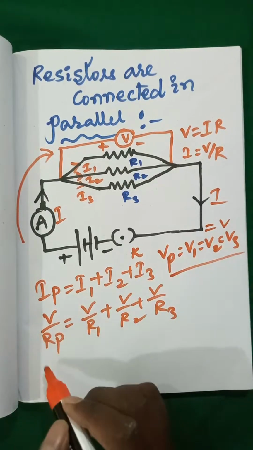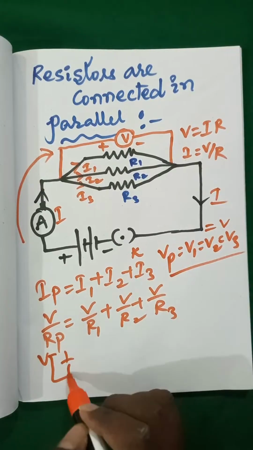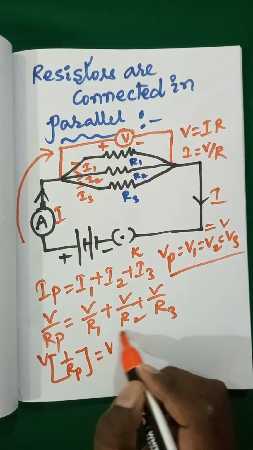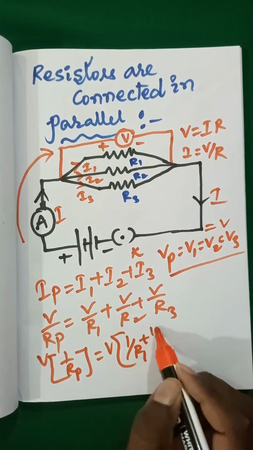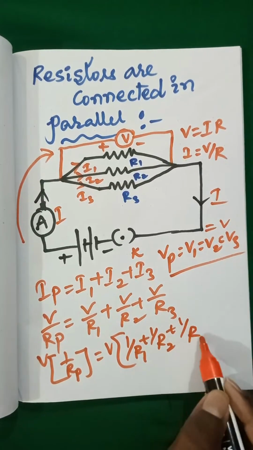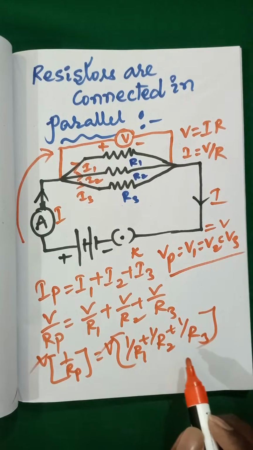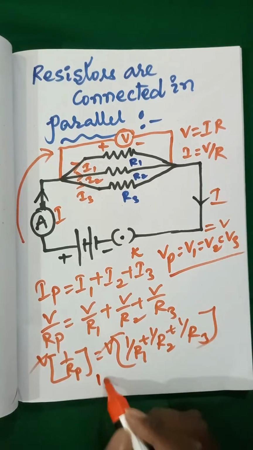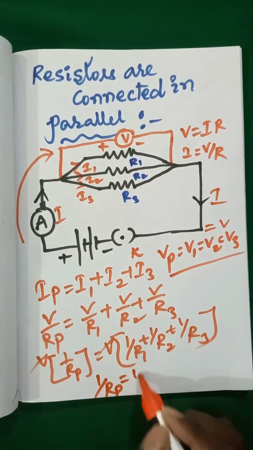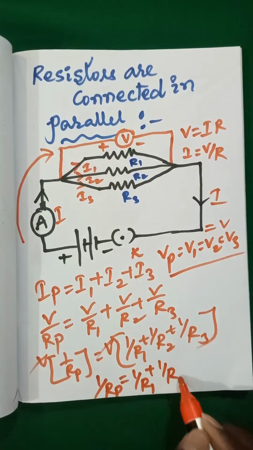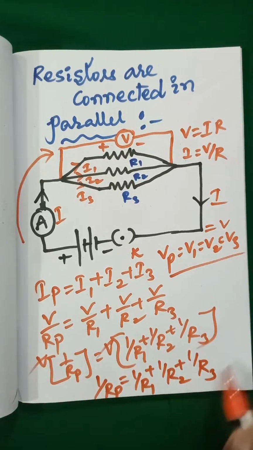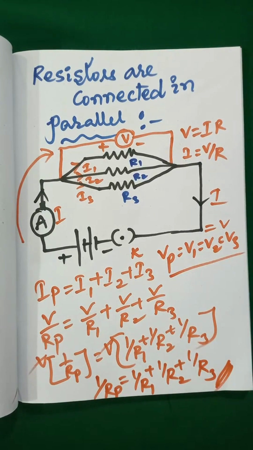Now, I'm taking V common, so V cancels and we get 1 by Rp equal to 1 by R1 plus 1 by R2 plus 1 by R3. So this is the formula. That's enough about resistors connected in parallel combination. Check once. Very simple, very easy, no need to worry about it.